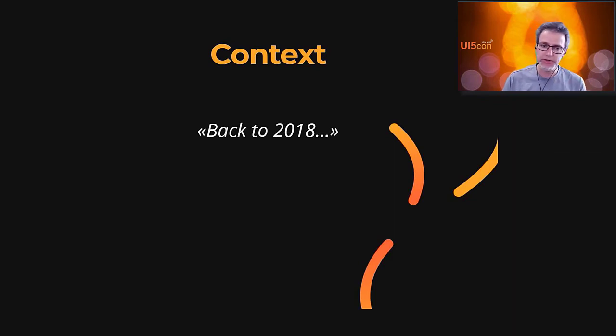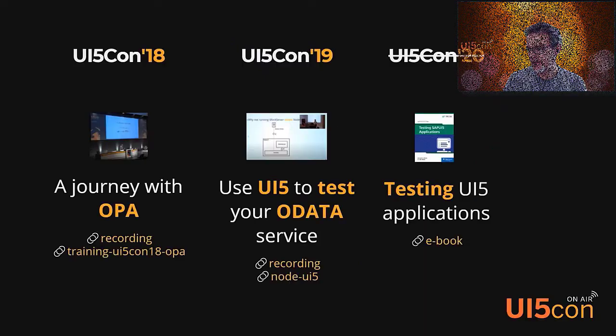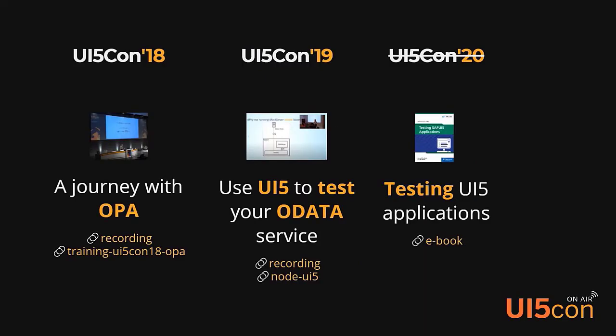So to put you in the context of why I started this new tool, I would like to rewind a little bit and send you back to 2018, where I would say everything started. In 2018, I gave a presentation at UI5Con, which was a journey with OPA, where I explained how you can use OPA to test your applications. The year after, I gave another presentation where I explained how you could use UI5 to test your OData service by embedding UI5 inside the Node.js command line and automating the execution of the test through an OData service.